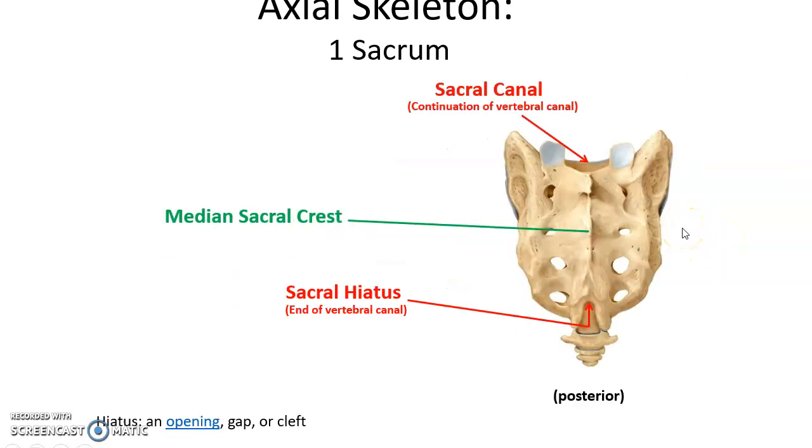When we flip to the posterior side, we see this ridge running along the middle of the sacrum. That's the median sacral crest, basically made up of the spinous processes of the original vertebrae. There's an opening to what's known as the sacral canal, which is a continuation of the vertebral canal. And then at the inferior end is the final opening known as the sacral hiatus. And spinal nerves travel through that part of the vertebral canal.